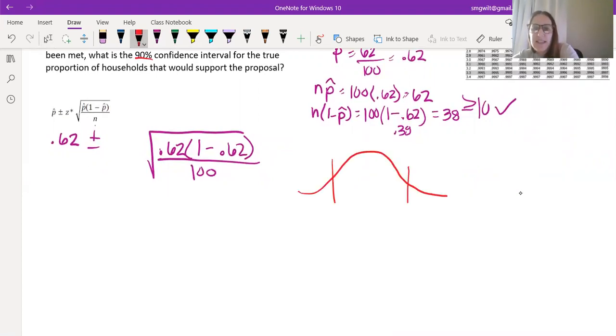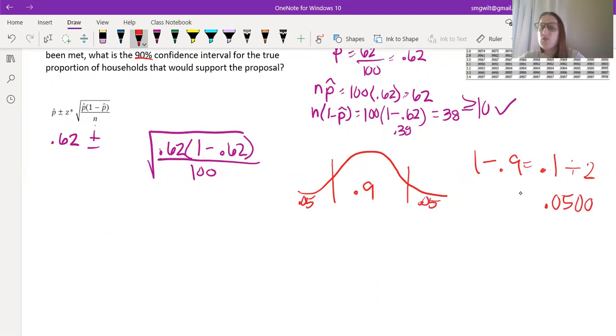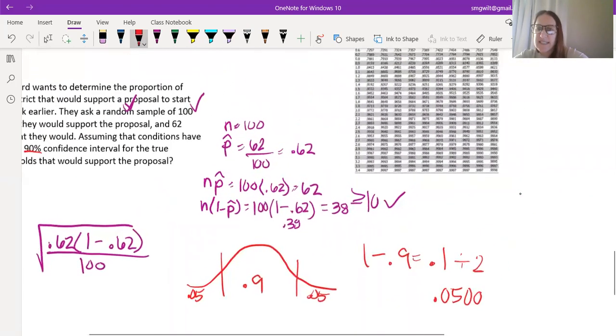Just a reminder of how you figure out z star using the tails. So if this is 0.9, that means that the tails together are 1 minus 0.9, which is 10%, so 0.1. If I divide that by 2, that means that 5% is the value for each. Oops, I left out a 0. 0.05 is the value for each of these tails. So that means that on the z table, I'm looking for as close to 0.0500 as I can find inside.